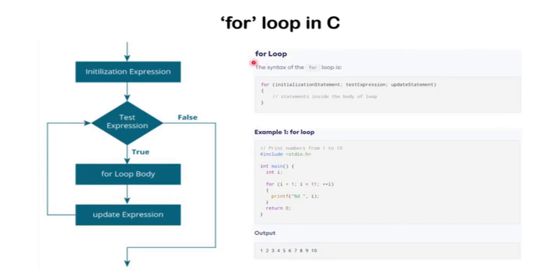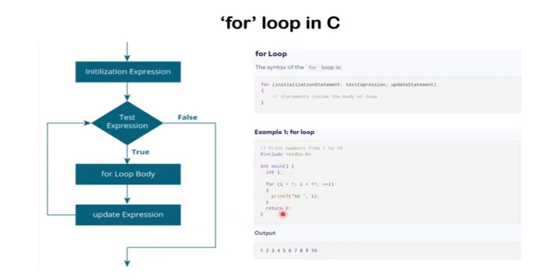In the flow chart, there will be an initial expression followed by a condition. The condition is the test expression. If it is true, only then the loop body will be executed and the expression will be updated, and then once again the condition will be checked. But after updating the expression, the control never goes back to the initial expression. This you need to keep in mind. When the condition becomes false, it comes out of the loop statement.